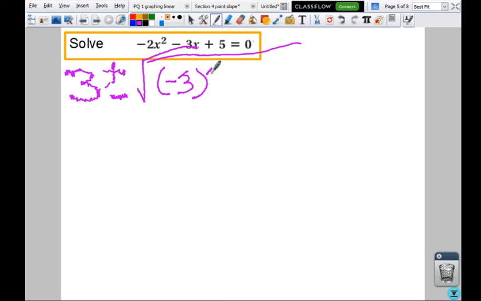Good. So yeah, 3 plus or minus the square root of negative 3 squared, minus 4 times negative. Is that the whole bowl? Alright, keep going. Now do the divide by part. Oh yeah, duh. I forgot the bottom part.